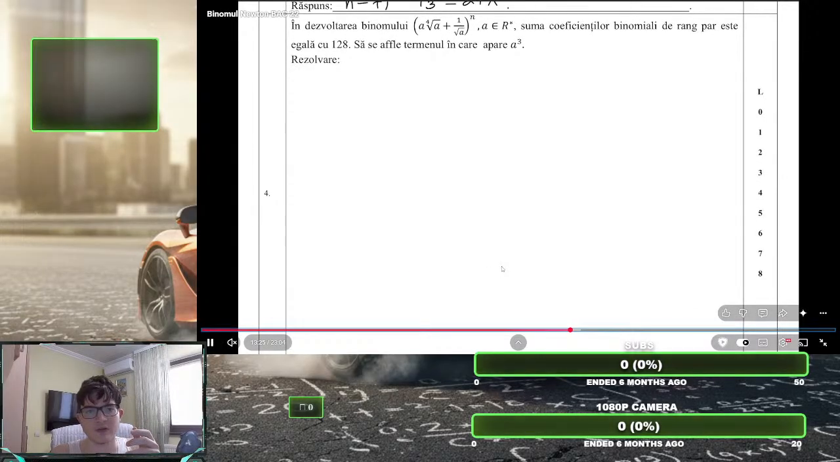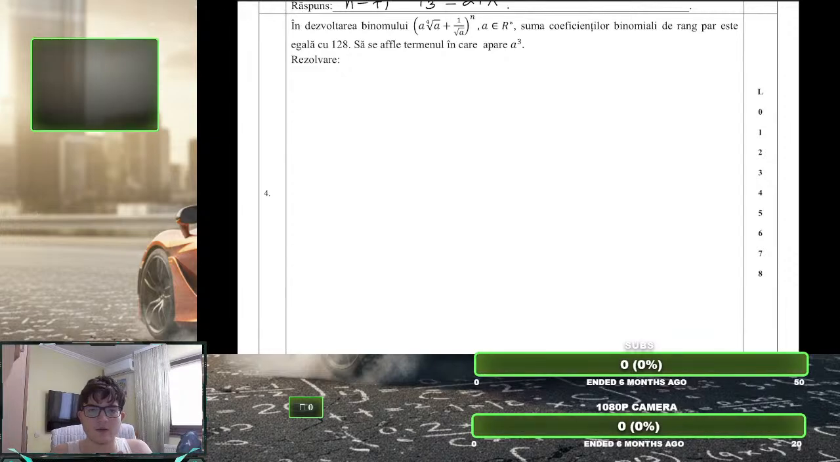So now, next exercise. We got the binomial, right? So a is a real value, but not equal to 0, thanks to that star, which you can see, because I got 1080p on. And the sum of the binomial coefficients of the even terms, so basically the numbers 2, 4, 6, something like that, is 128. Find the term that has a to the power of 3.